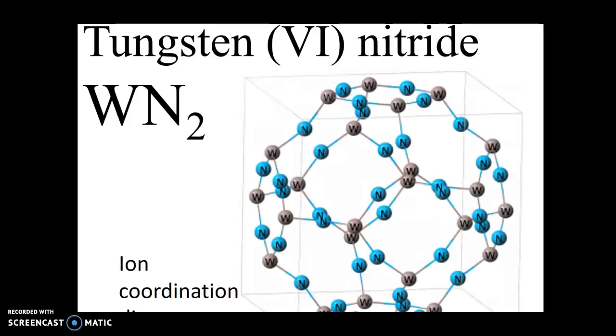Here's another one, tungsten 6 nitride, WN2. There's no 6 in that chemical formula at all. So yes, the name of the element is followed by a Roman numeral, but it doesn't necessarily correspond to the numbers in the chemical formula.